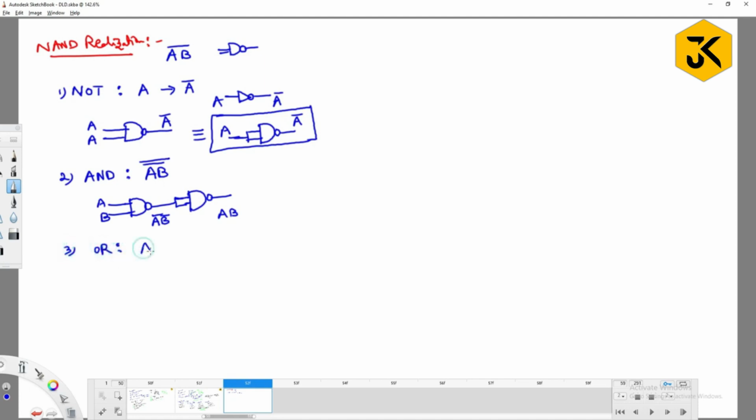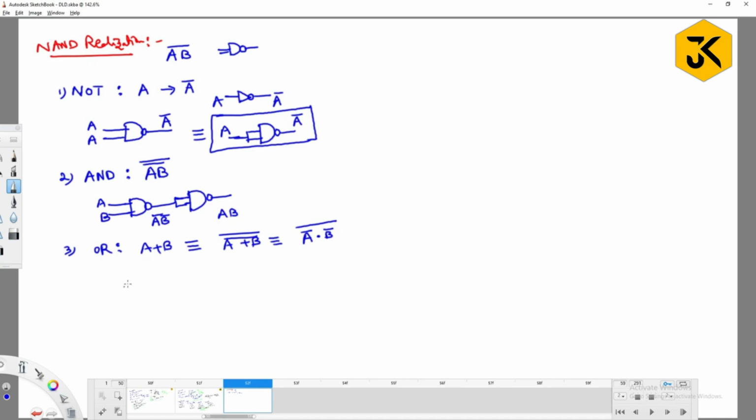Similarly, we have OR gate, right? So OR gate means what? A plus B. How can we get the NAND gate relation? Because you have to define everything in the form of complements. But try to do that, right? I will try to make the complement of this A plus B, whole complement, whole complement. So again, you are going to get A plus B only, right? This I can write as A complement dot B complement, whole complement, right?